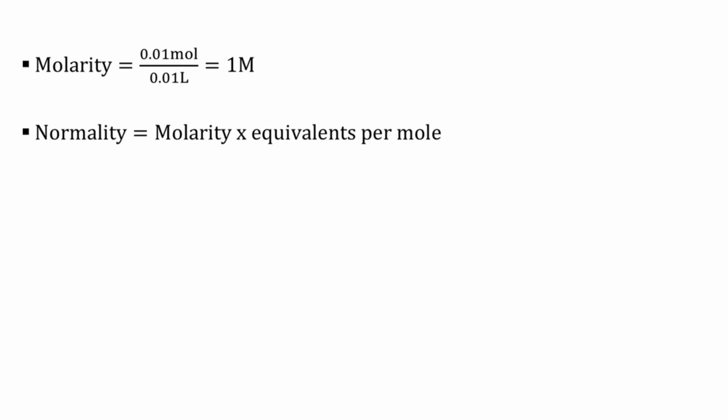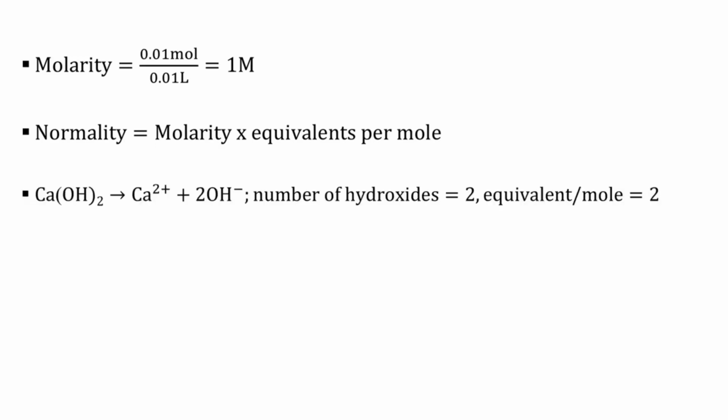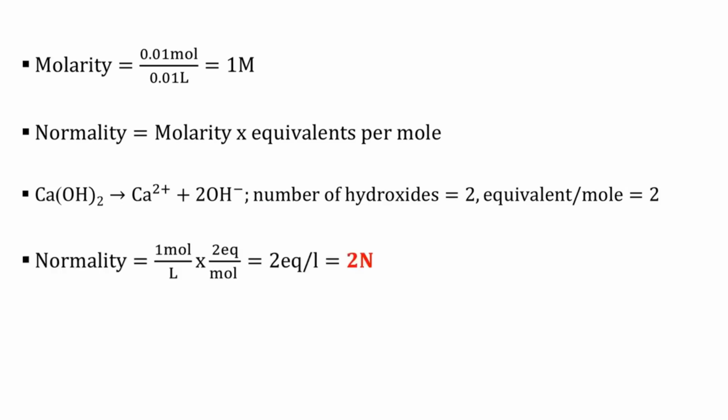Then for the normality, we take the molarity times the equivalent per mole. But calcium hydroxide will liberate 2 moles of hydroxide, so we will have 2 equivalent per mole. So we calculate the normality by taking the molarity, which is 1 mole per liter, times 2 equivalent per mole, and then we will get 2 normal.